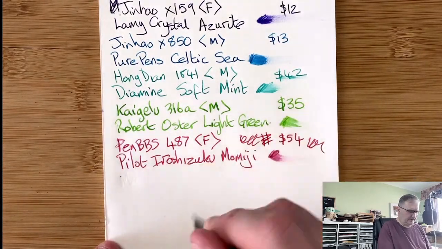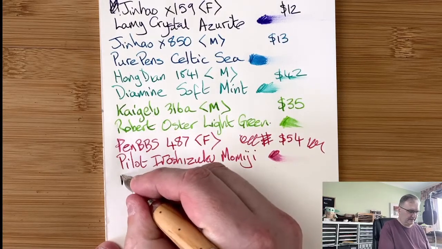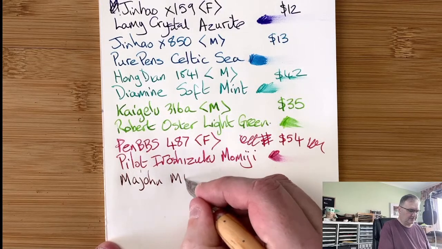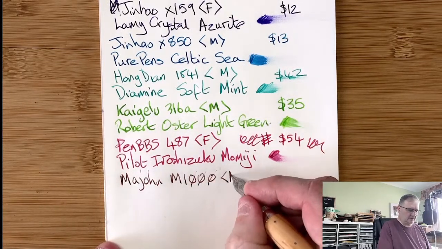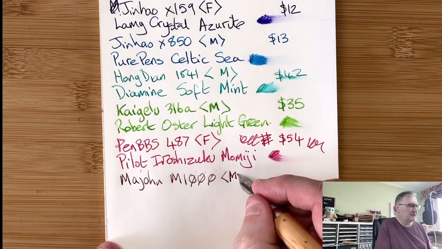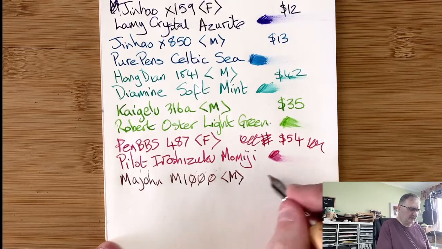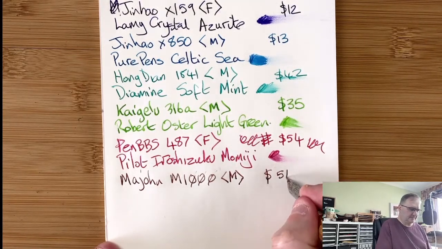So I'm just going to give it a quick agitation. We've got a Majohn M1000. This has got a medium nib. Let me double check. Yeah, medium nib. Cost wise it's about 54 Aussie dollars.